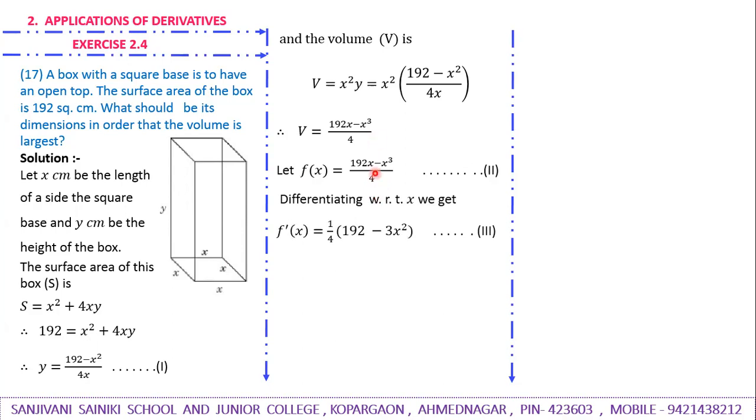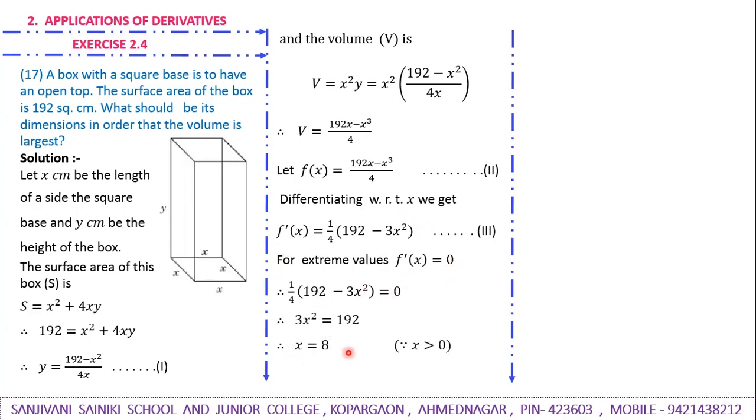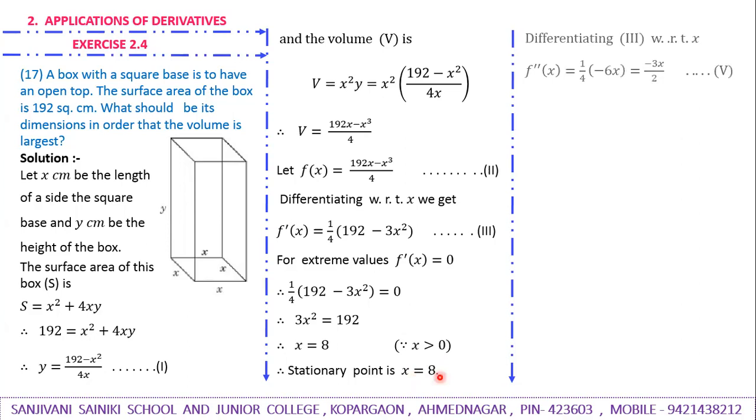So 1 upon 4 is a constant, so we can keep it outside. Derivative of 192x is 192. Derivative of x cube is 3x square. Now for extreme values, this first derivative must be equal to 0. So put it equal to 0. Simplify, you will get x is equal to 8, because x is the length of the square and it is not negative. So the stationary point is x is equal to 8.